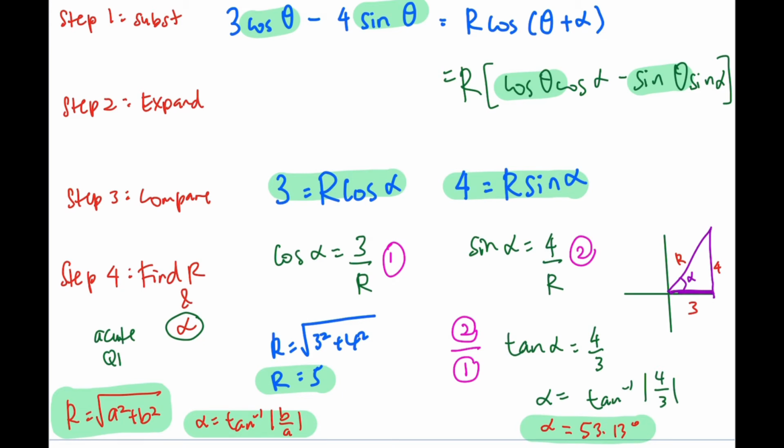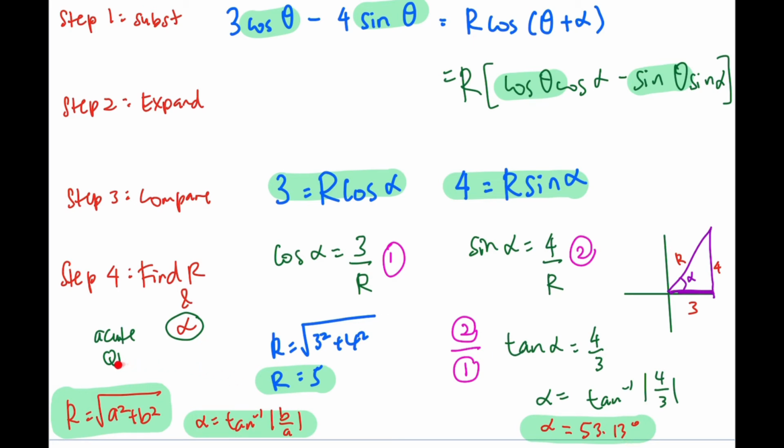For alpha, just rename this equation as 1, and rename this equation as 2. Then just take 2 divided by 1, so sine alpha divided by cos alpha. This is just tangent alpha. And then your right-hand side, 4 over r divided by 3 over r, that is 4 over 3. So now alpha is shift tangent, in brackets, modulus 4 over 3. So just give your answer as an acute angle, 53.13.